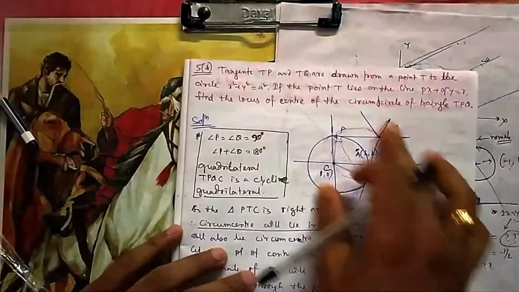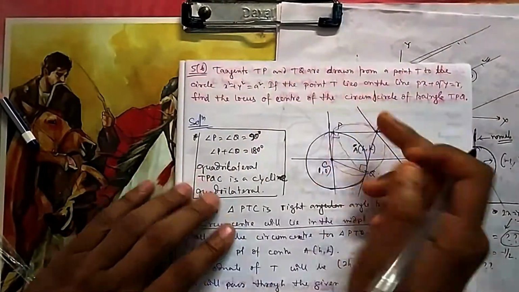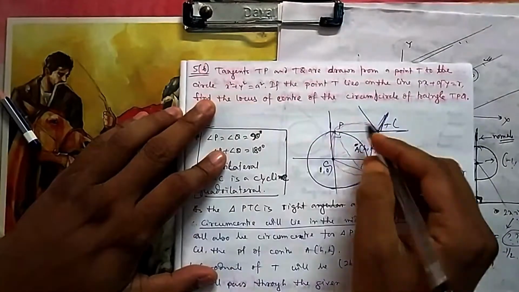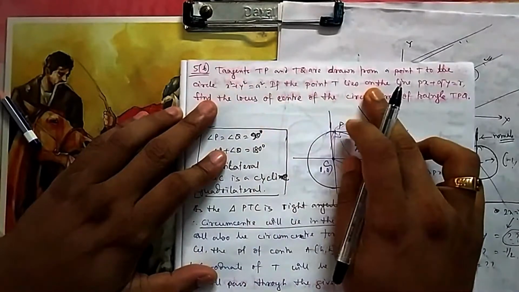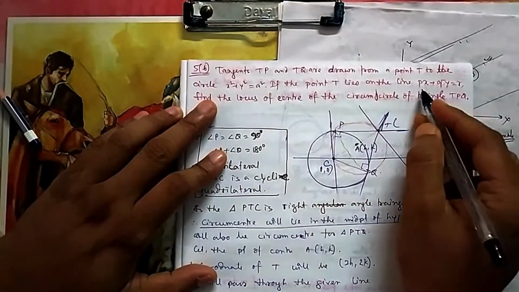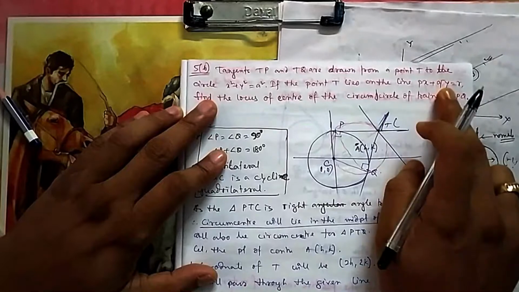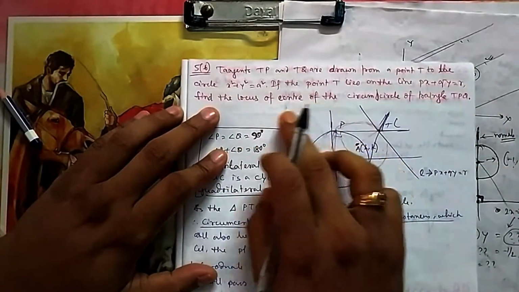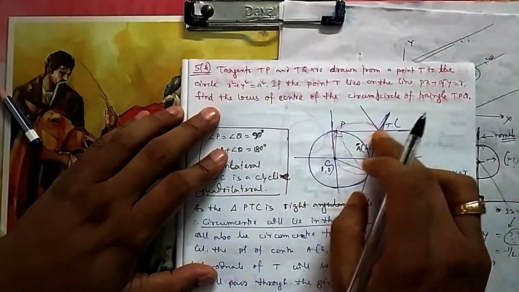So if you come to question number 5b, tangents TP and TQ are drawn from the point T to a circle x square plus y square is equal to a square. If the point T lies on the line Px plus Qy equal to r, some line is given, it is lying on that line. Find the locus of the center of the circumcircle of the triangle TPQ.